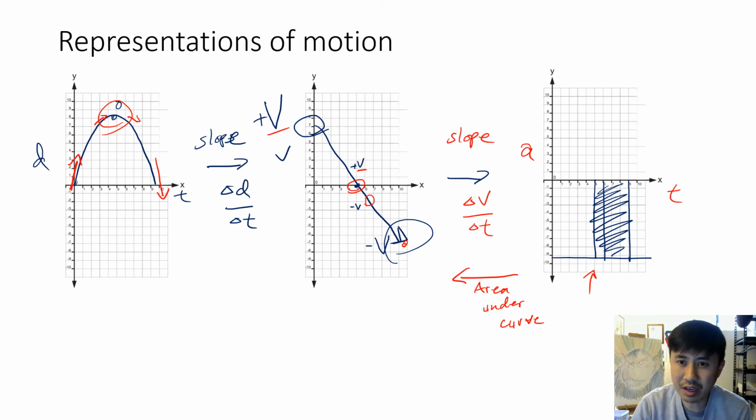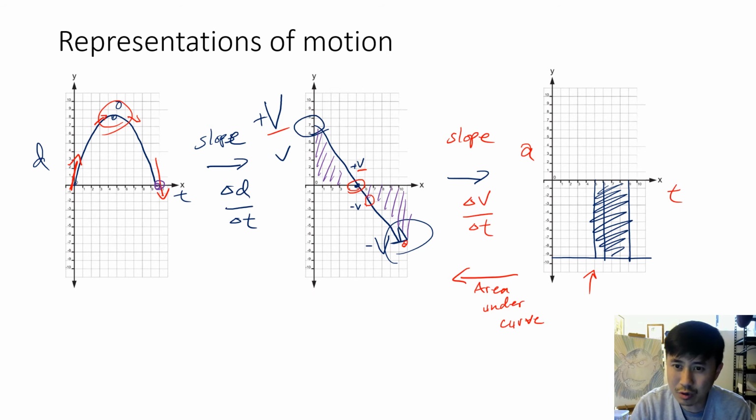Or the other way around, if we found the area under the curve between here and here, notice that they're kind of similar in terms of area. So that means at 10 seconds, we should be back at 0 because those two cancel out. And look, the displacement is back at 0, right?